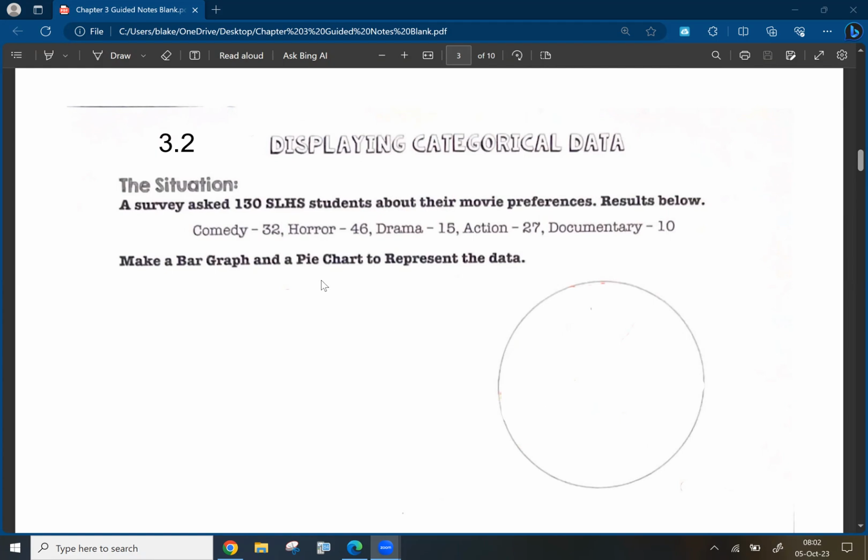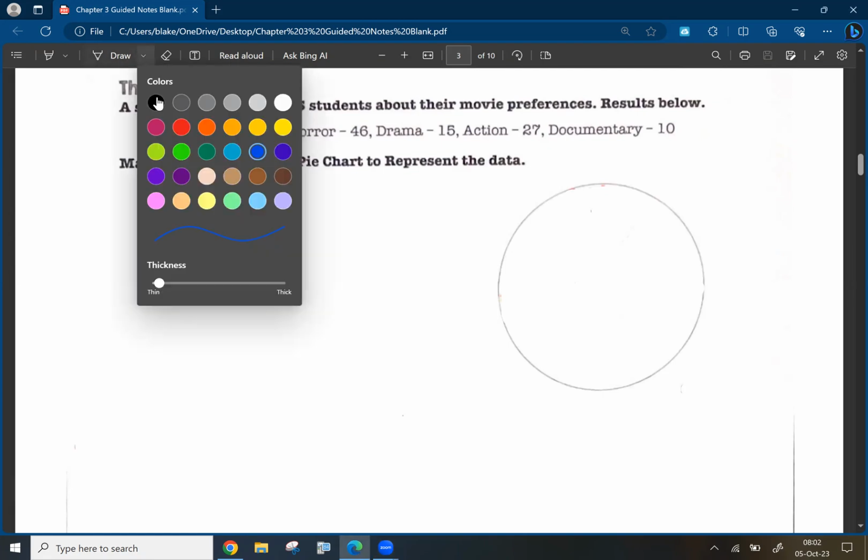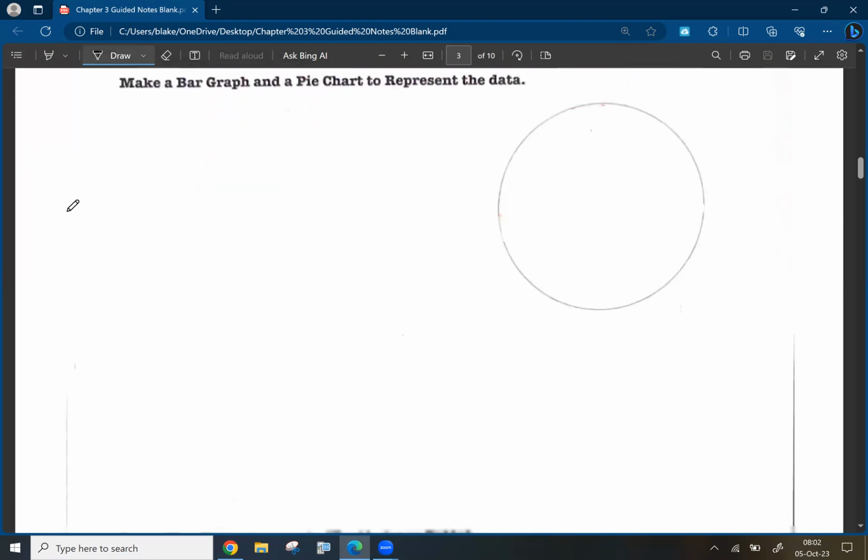We have some data here. We have 130 students asked about their movie preferences. We're going to make a bar graph and a pie chart based on that data. So we should have a rough idea of how to do this from many courses ago, but let's go through.